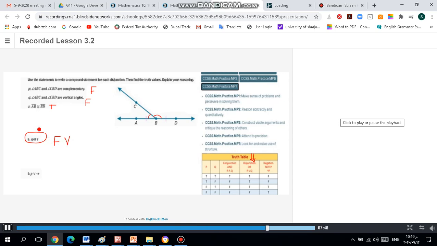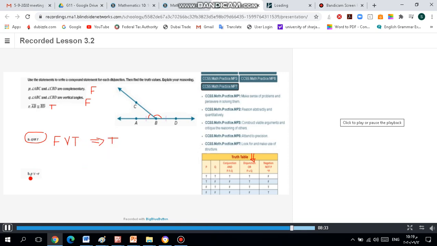False or R. Is R true? Yes, R is true. So if you refer to the table, false or true, the answer should be true. It is enough to have only one true in a disjunction to prove this is a true statement. If you have at least one true statement, the result will be true.